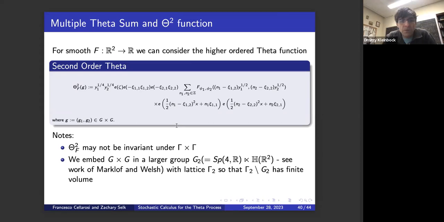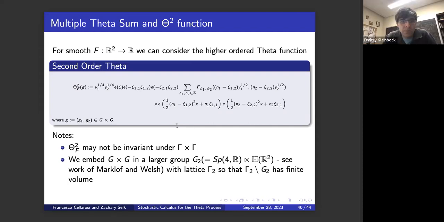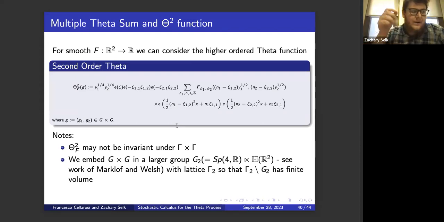Sorry, what is this H of R2? What does it mean? It's a larger Heisenberg group, so you have R2 cross R2 cross R. So basically, you can think of it as R5.